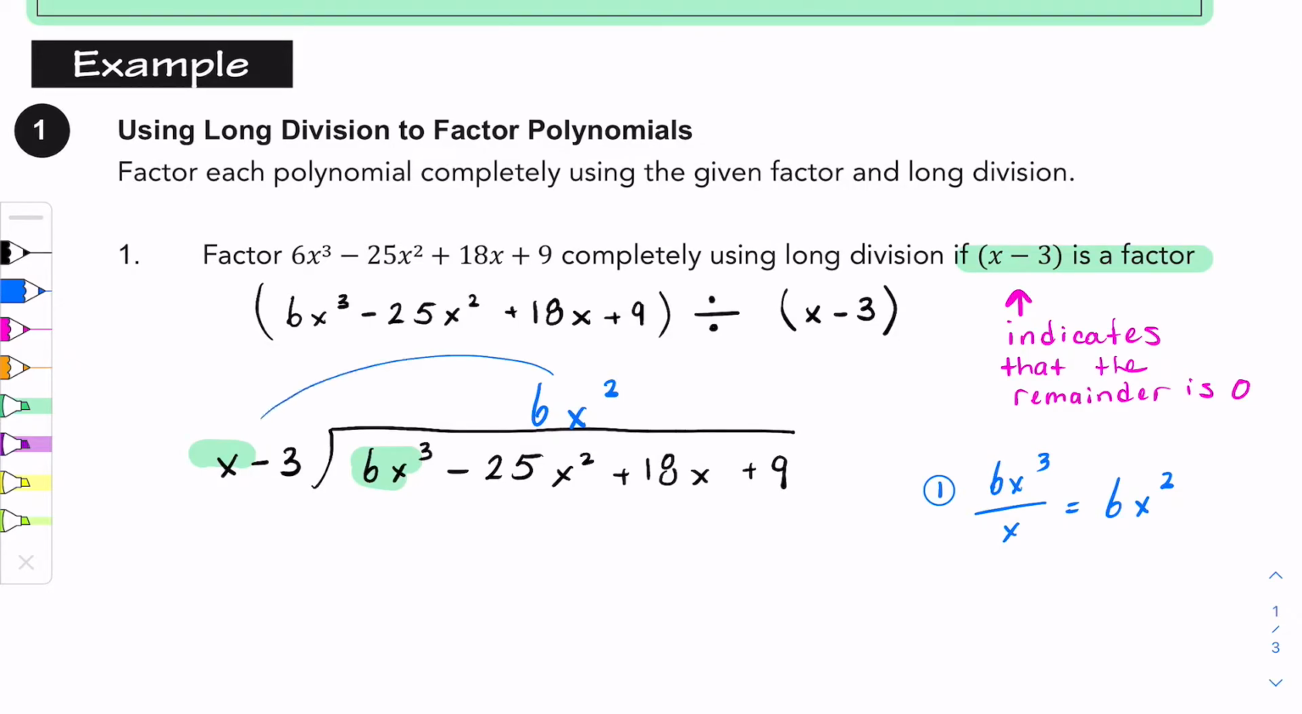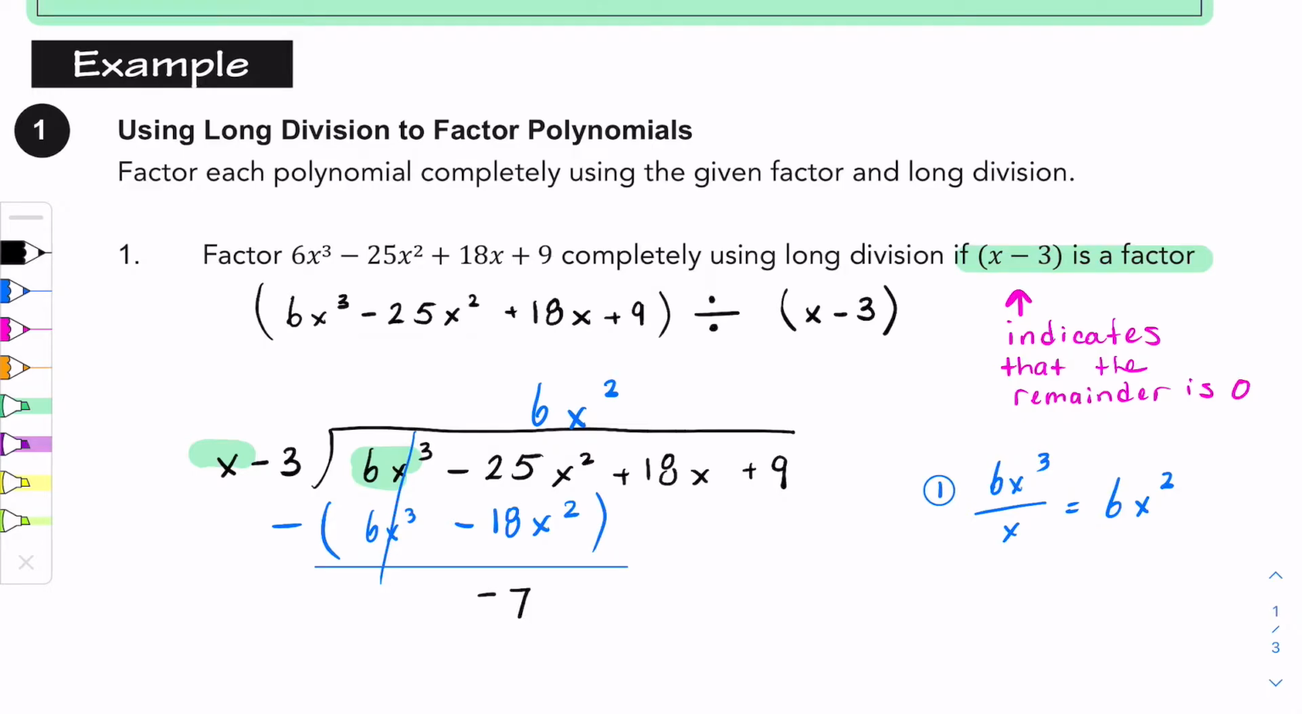Now you multiply the first term of your quotient by both terms in the divisor. 6x squared times x is 6x cubed, exactly what we want for that term right there. 6x squared times negative 3 is negative 18x squared. We're going to subtract this entire expression. When we do that, 6x cubed is eliminated. Negative 25x squared minus negative 18x squared is the same thing as adding 18. This is negative 7x squared. Bring down the next term of 18x.